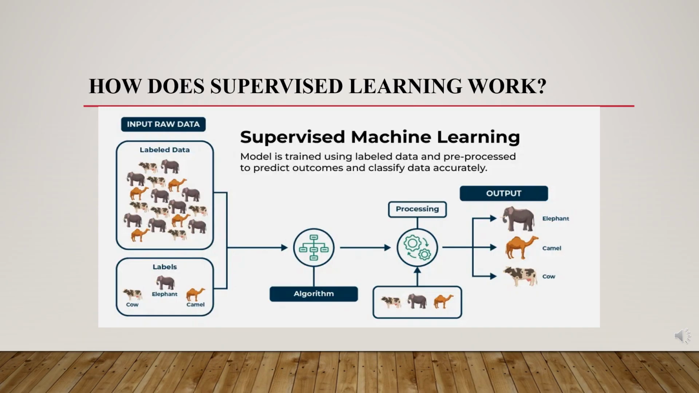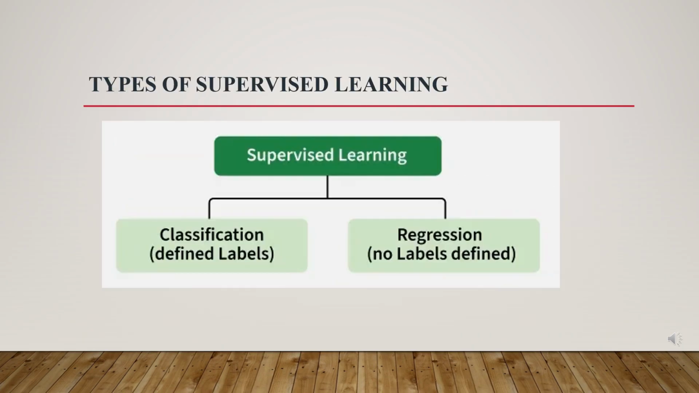Output, prediction. After training, the model is ready to make predictions on new data. When a new, unseen animal image is given, if it looks like one with a trunk: elephant; if it has a hump: camel; if it has spots: cow. The trained model can now classify each input correctly, just like a human would. There are two main types of supervised learning.